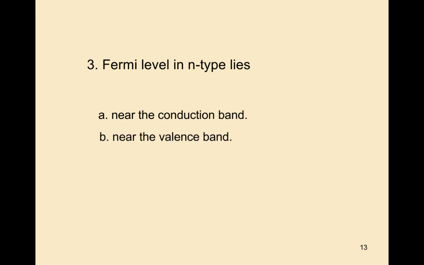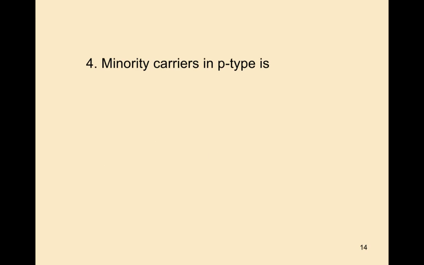Third question: the Fermi level in n-type lies near the conduction band, near the valence band, or in the middle of the conduction band and valence band. The Fermi level in an n-type semiconductor lies near the conduction band, and so A is the correct answer.